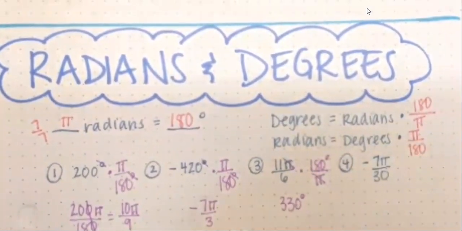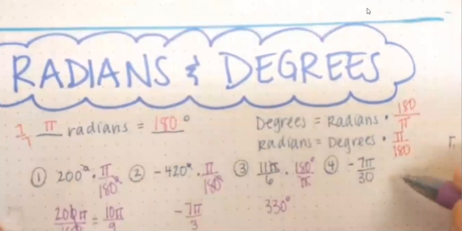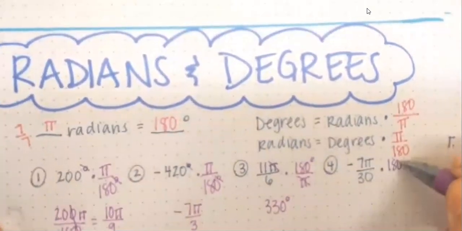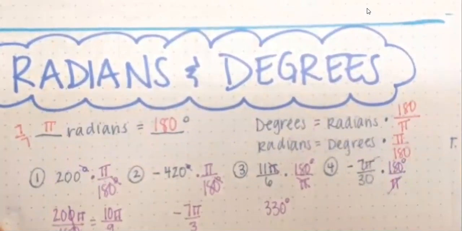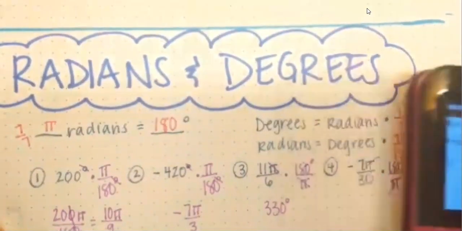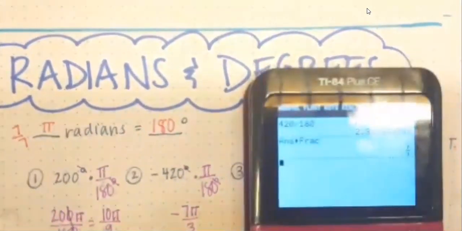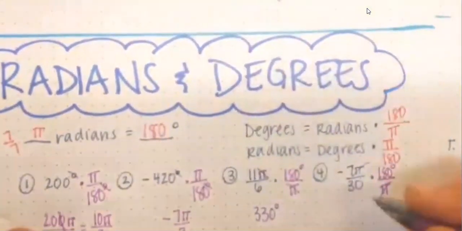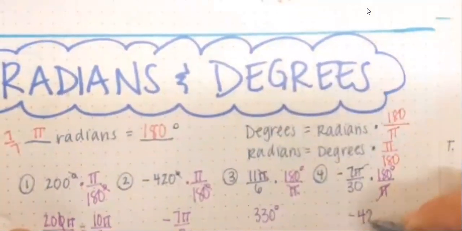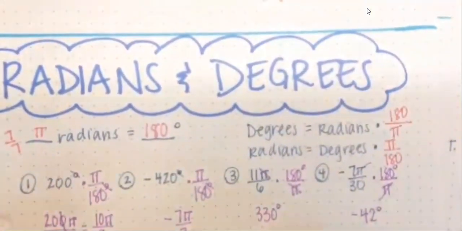And for the last one, another negative, so I'm going to have a negative answer. I got negative 7 pi over 30. So we're going to do 180 over pi so that my pi's cancel out. This one we'll use a calculator. No big deal. We get 7 times 180, and then divide that by 30. So we get 42 degrees, a negative 42 degrees.